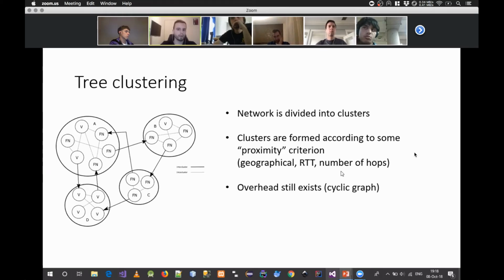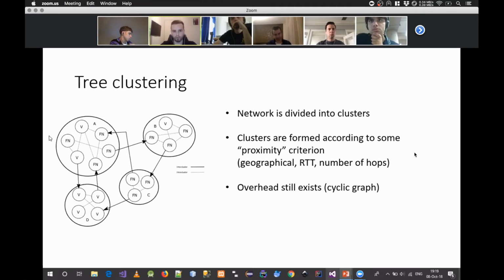Or, for example, round trip time or the number of hops between those nodes are some criteria that may enable us to somehow form a cluster. By forming a cluster, or actually by grouping nodes in the network into clusters, we achieve lower latency, since nodes are in some manner more proximate to one another than they were previously.